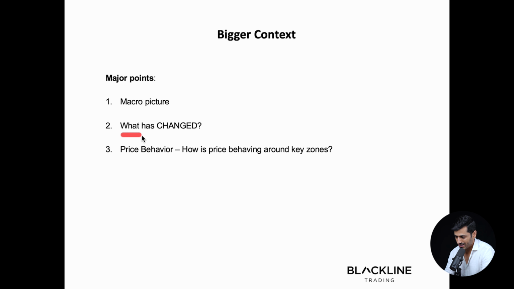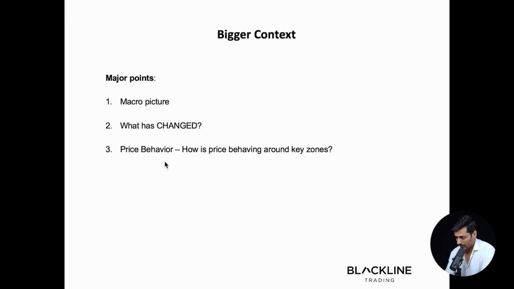A second major point, as said, what has changed? What has changed in terms of the macro picture, how the economic data is going? Is the economic data supporting what the market's perception is? So these are some of the macro questions that you want to ask yourself. And the most important, again, how the price is behaving around the key levels. That is the most important thing, because the price is a reflection of the sentiment. Price is a reflection of the bigger context.